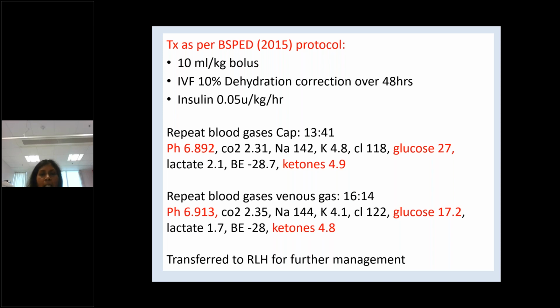Slowly it's improving, but not to a great degree. And if you could see the ketones, she's not switching off the ketones at all. So if they had discussed this patient with us at this point in time, we would have advised to increase the insulin to 0.1 units per kilo per hour.